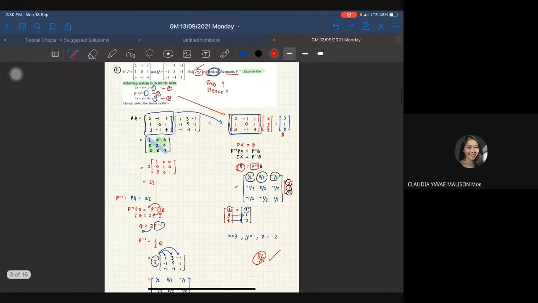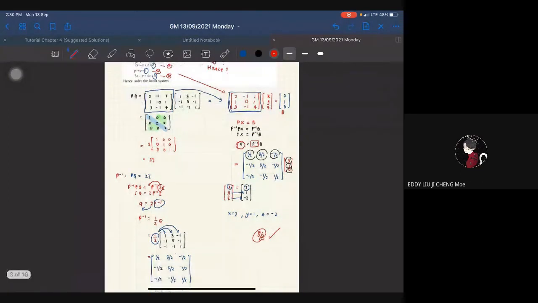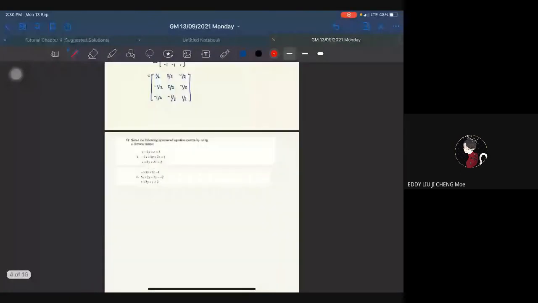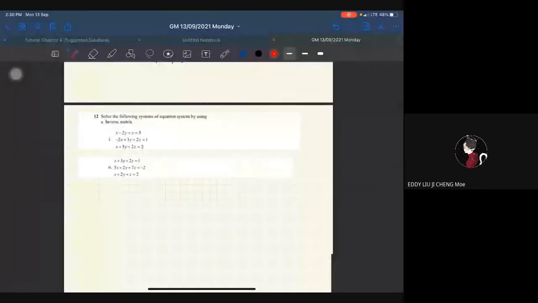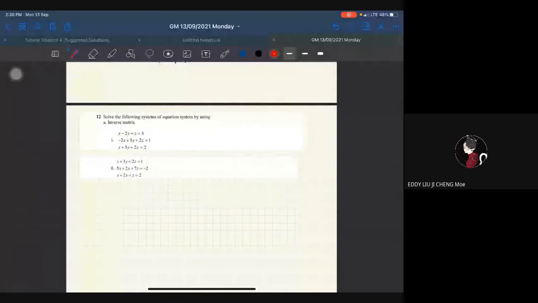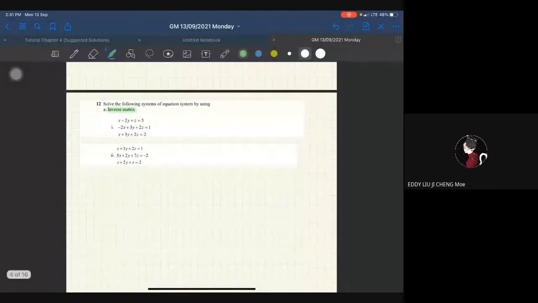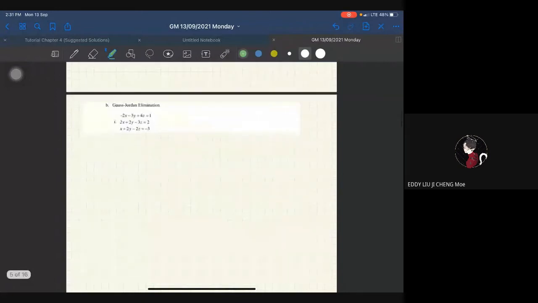So nombor 12 ni dia guna inverse matrix juga. Okay, so kalau awak tengok kat sini, this one is also solving by using inverse matrix. Okay, tapi yang ni awak dah faham dekat atas tu. So kita try tengok cara lain, which is Gauss-Jordan. Okay, so Gauss-Jordan elimination method. Alright, so first step. Sebelum awak nak guna inverse matrix tadi, dekat yang saya tunjuk kat atas tadi, apa yang awak kena ada?